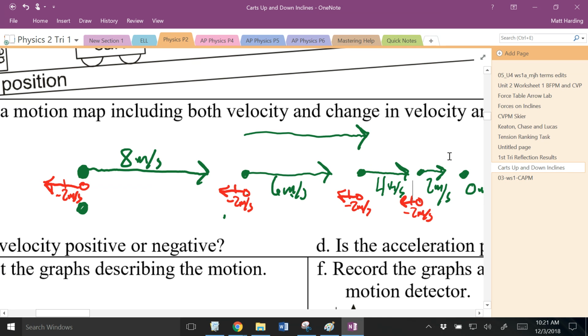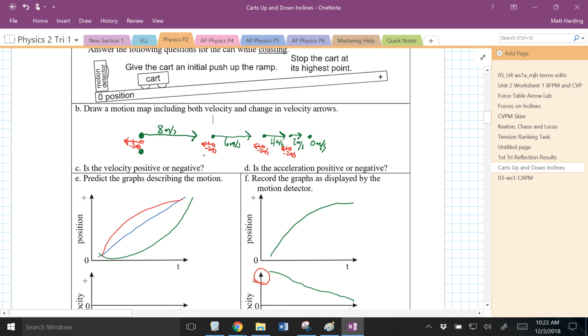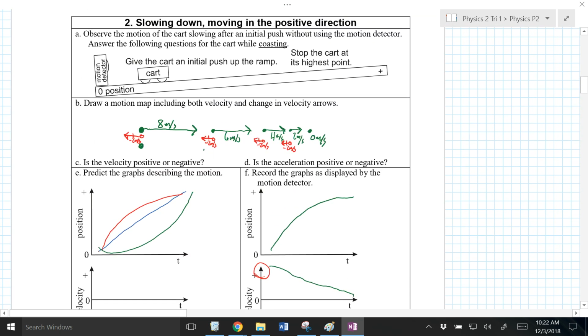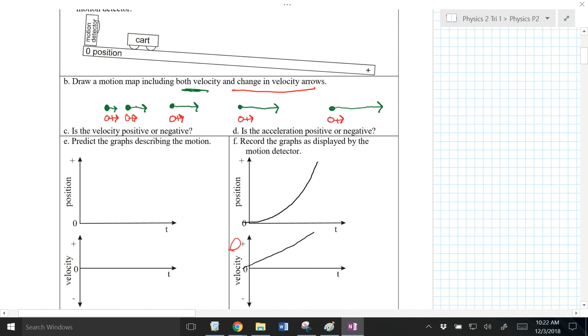So those are all kind of pointing like that. All right, so I'll leave that to you to add in the motion maps with the hollow dot arrows to represent the change in velocity on that worksheet. And then this is where we're heading with this thing next.